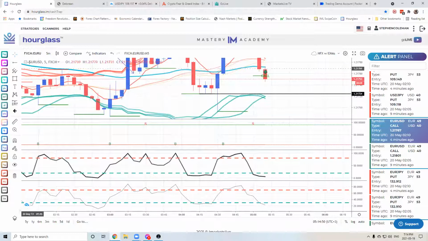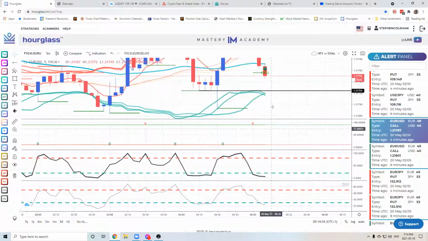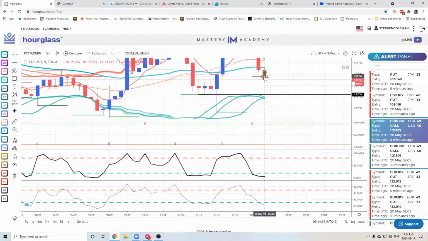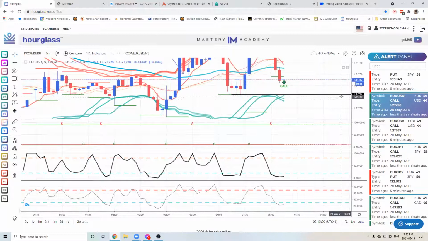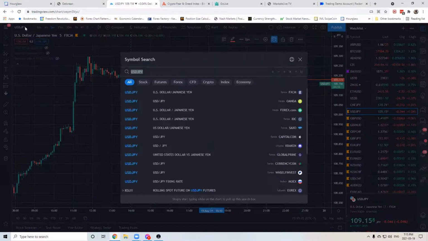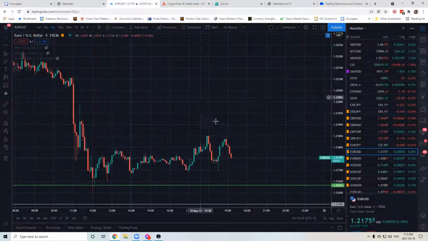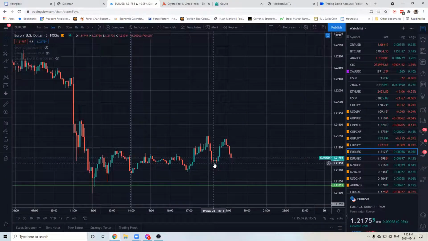So if we can get Euro USD down to 724, I'm definitely going to want to be taking this for a call, which is an up arrow. So Euro USD at 724. There it is right there.